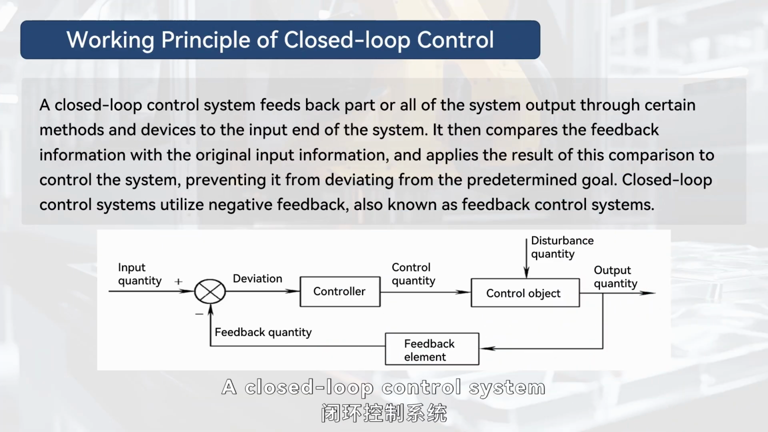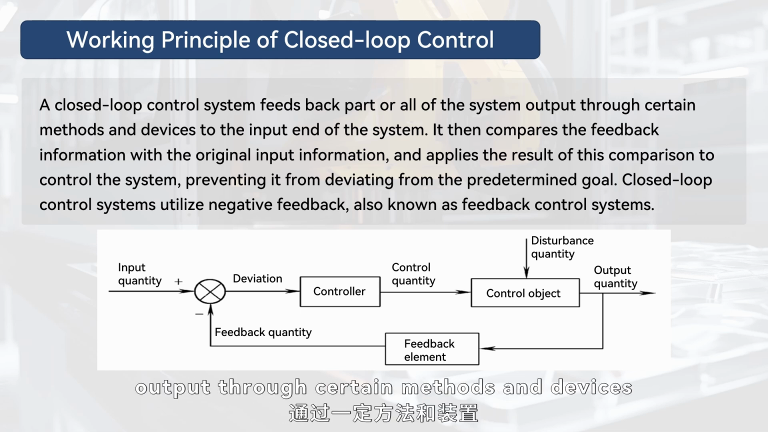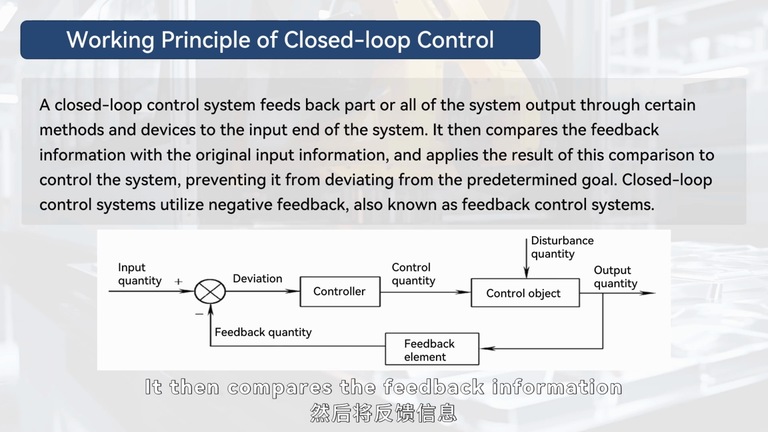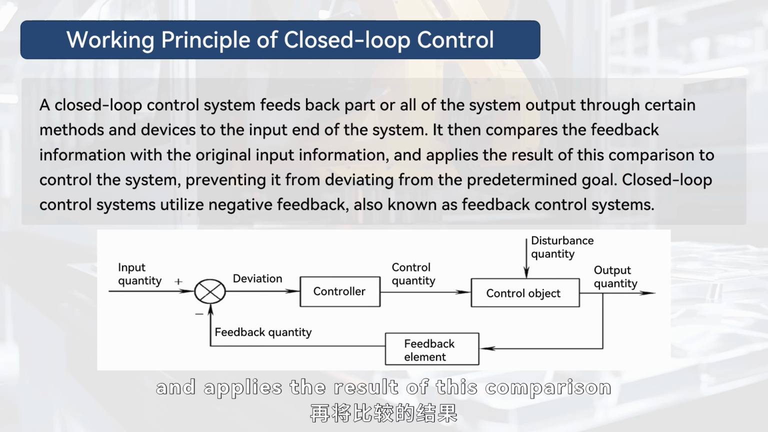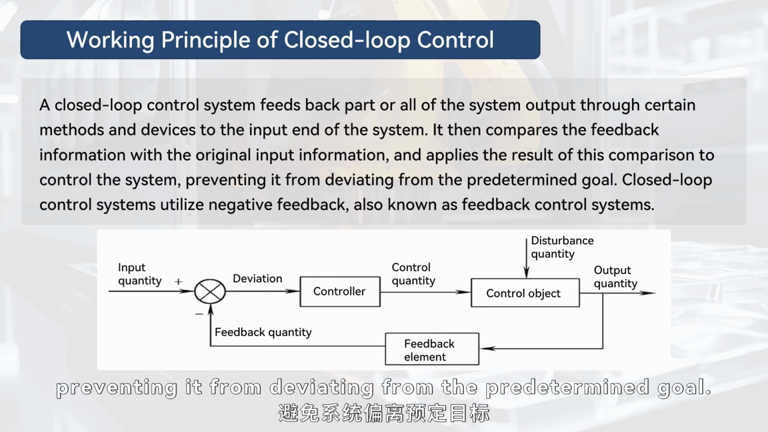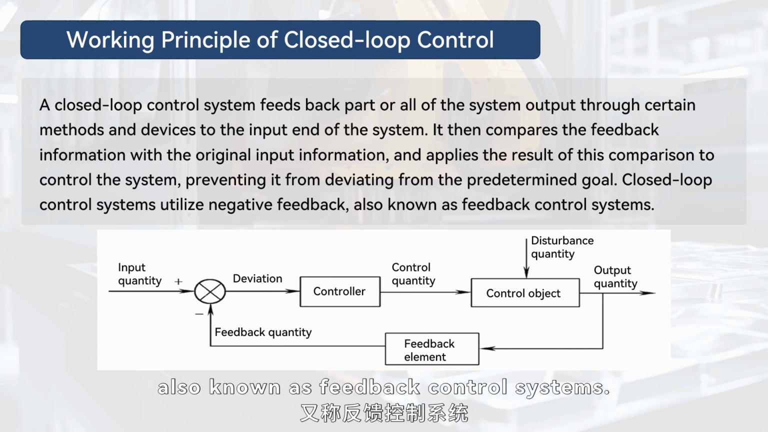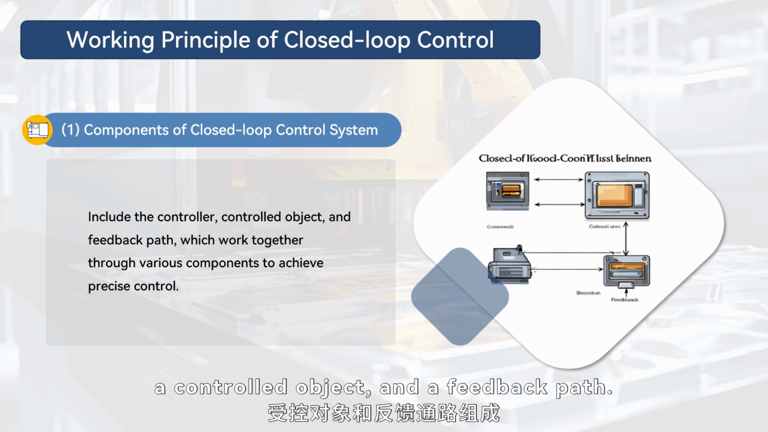A closed-loop control system feeds back part or all of the system output through certain methods and devices to the input end of the system. It then compares the feedback information with the original input information and applies the result of this comparison to control the system, preventing it from deviating from the predetermined goal. Closed-loop control systems utilize negative feedback, also known as feedback control systems. A typical closed-loop control system consists of a controller, a controlled object, and a feedback path.